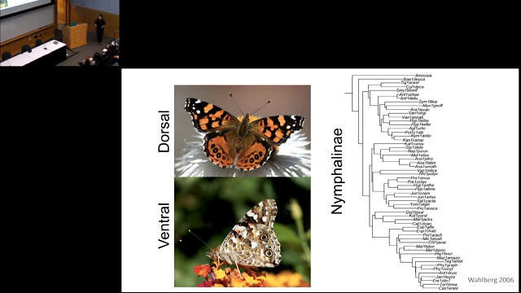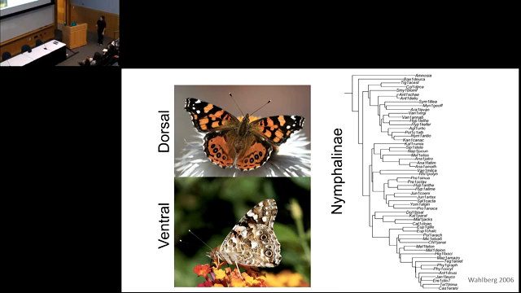sexual selection. So generally speaking, the dorsal side of a butterfly is used to signal to conspecifics or to other butterflies to defend territory or to attract mates. And the ventral side, which is what's visible when they're at rest, has anti-predatory functions or is maybe cryptic. And again, this is really generally speaking.